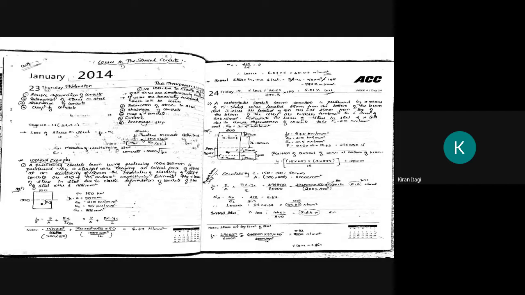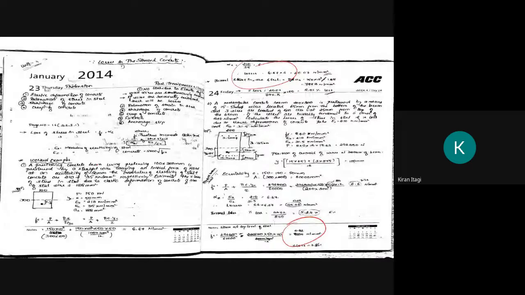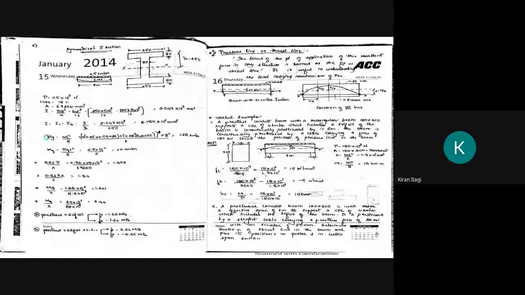Yeah, he is asking for the elastic deformation of the concrete. Sometimes he will ask for the mix, and he will ask for the stresses with respect to the losses. In the previous problem we solved in I section, see, 18% losses is there.